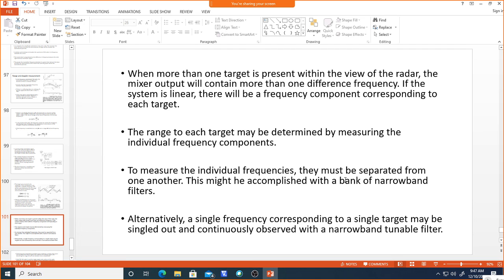Even if you use the filter banks, the targets must be sufficiently resolved, and only then can we detect them. Alternatively, a single frequency corresponding to a single target may be singled out and continuously observed with a narrowband tunable filter. So even for a single target, if we have a narrowband tunable filter that is tuned to that particular target, then we can achieve a single frequency. Okay.